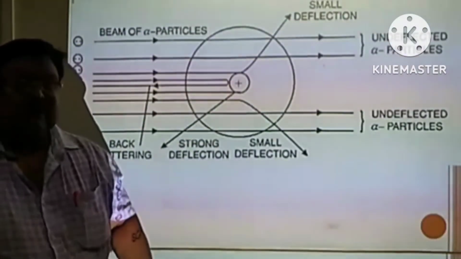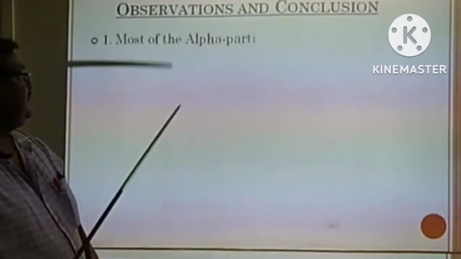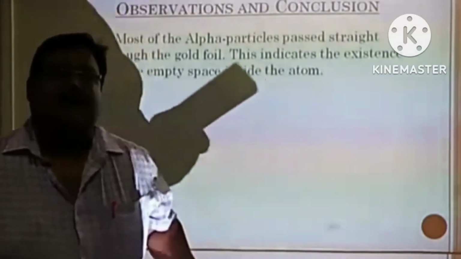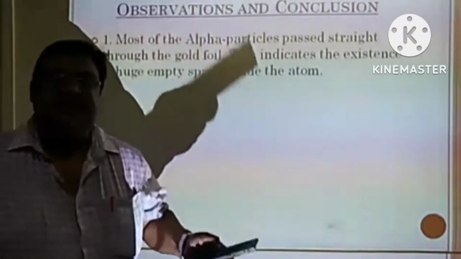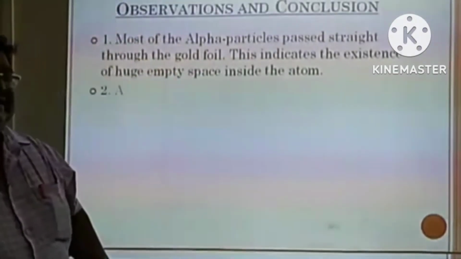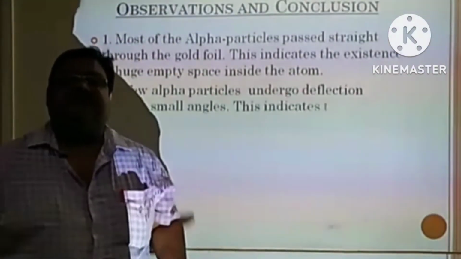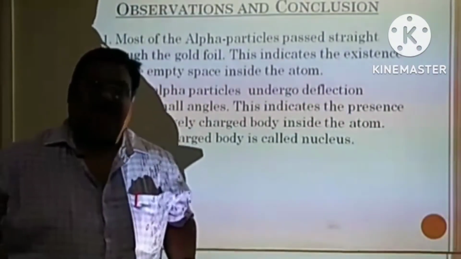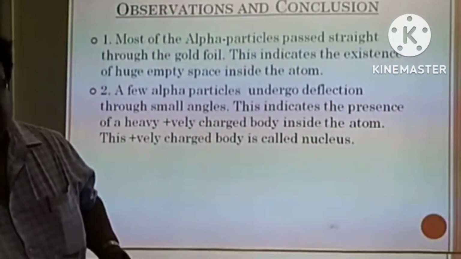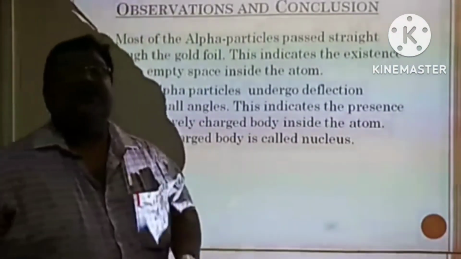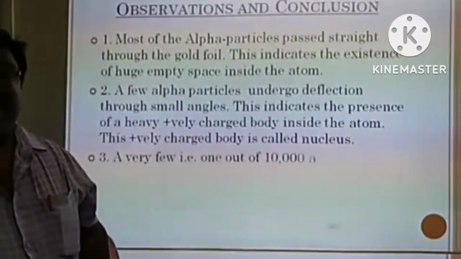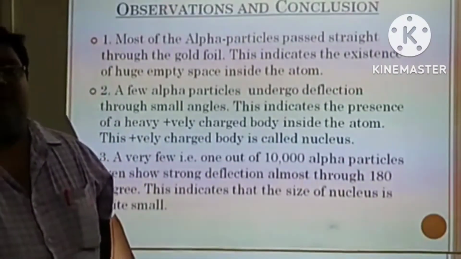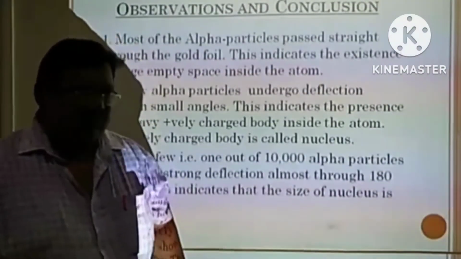So, what are the conclusions? First one is, most of the alpha particles pass straight through the gold foil. That means most of the part of an atom is empty. That means a huge empty space is there inside the atom. Secondly, a few alpha particles were found to be deflected from their normal paths. That indicates there might be some heavy positively charged body inside the atom, and that heavy positively charged body is called the nucleus. And thirdly, very few alpha particles are returning back. That indicates that the size of the nucleus is quite small.